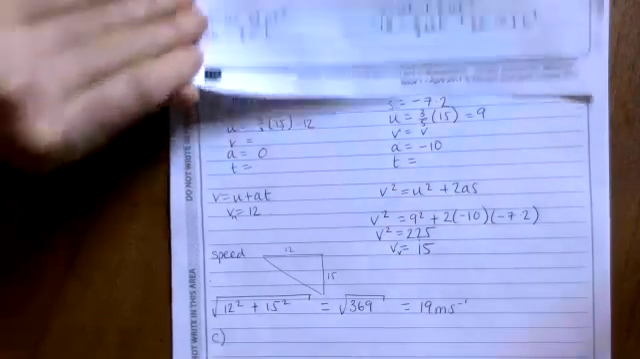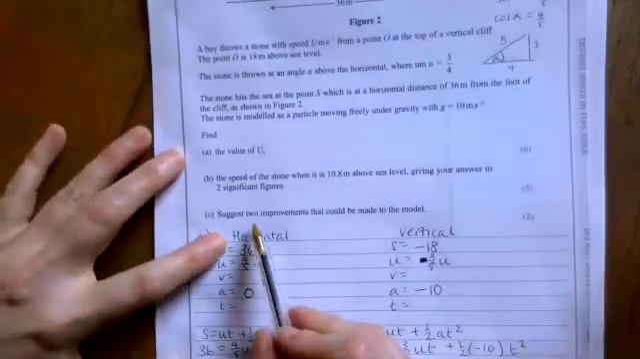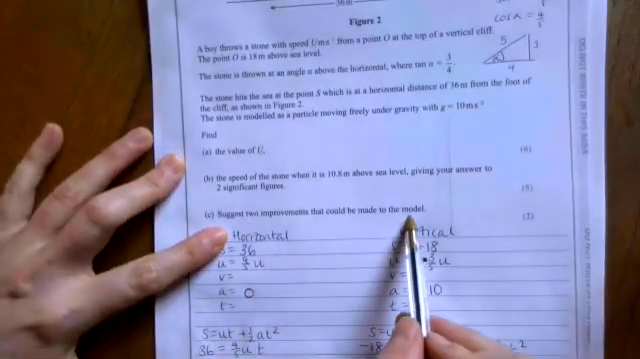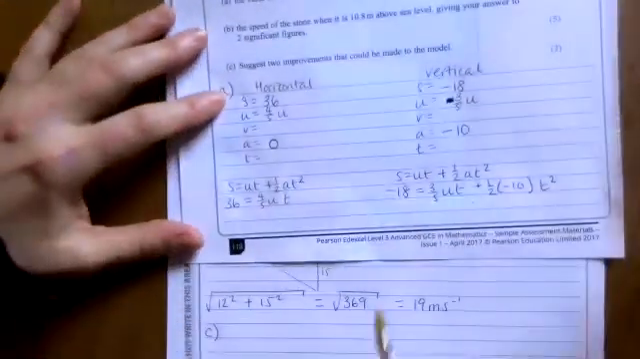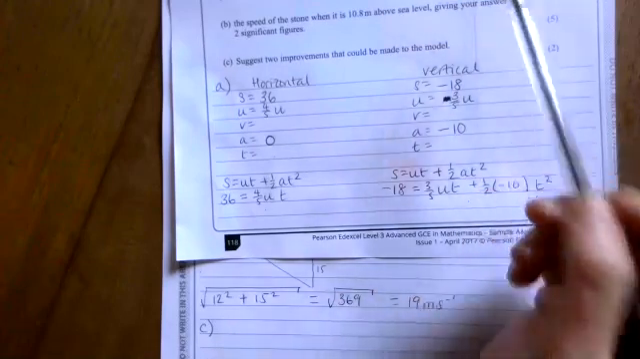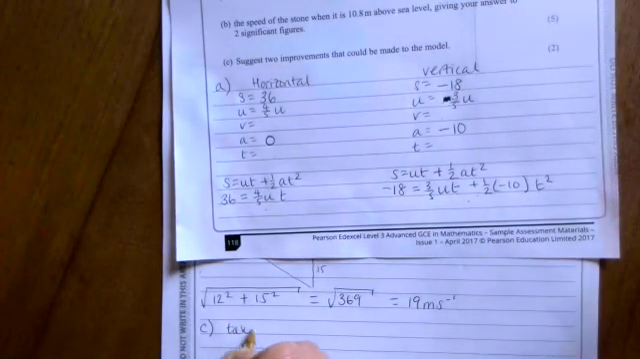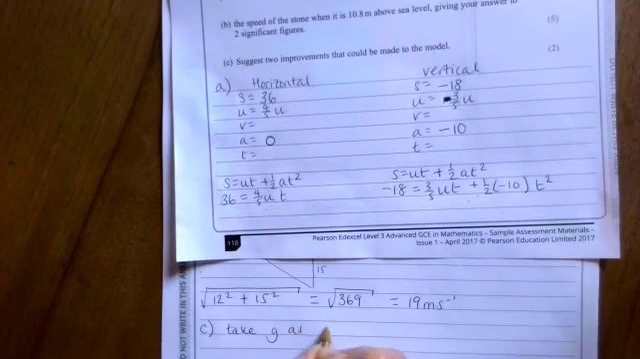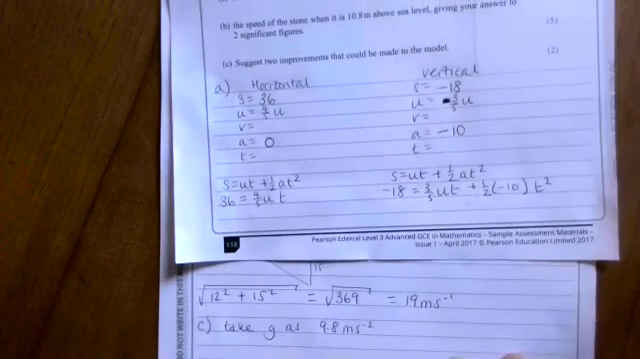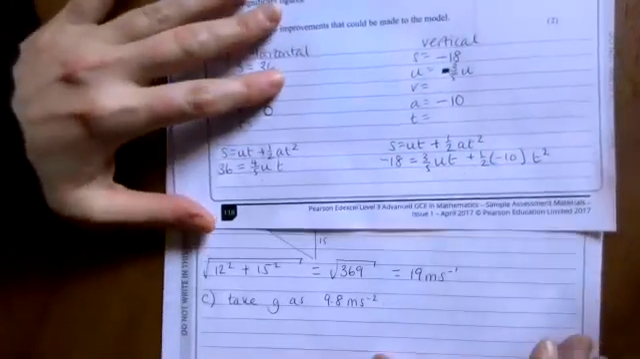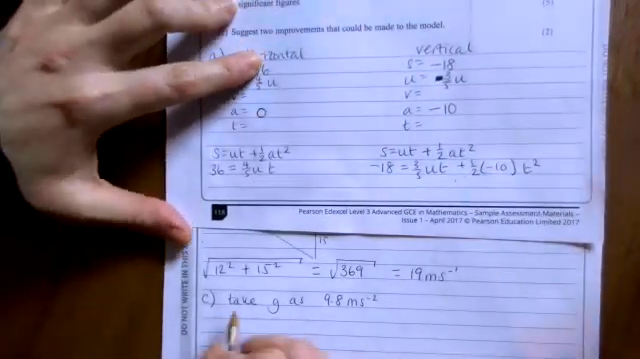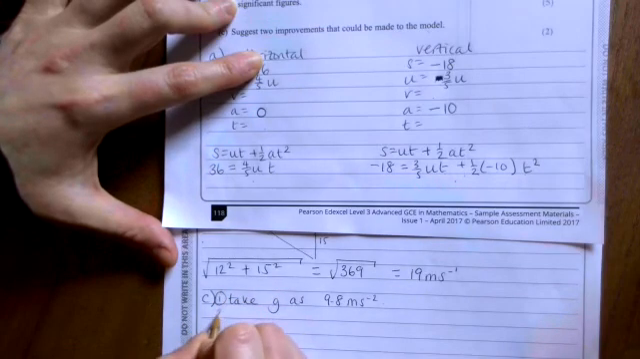So part C, the last part of the paper, says suggest 2 improvements that could be made to the model. So the 2 improvements I would make are, they've told us to take g as 10, so take g as 9.8. That would be slightly more accurate. And then the other improvement I could make is to take into account that we've modelled it as a particle, so there's no air resistance. So we could include air resistance in the model.